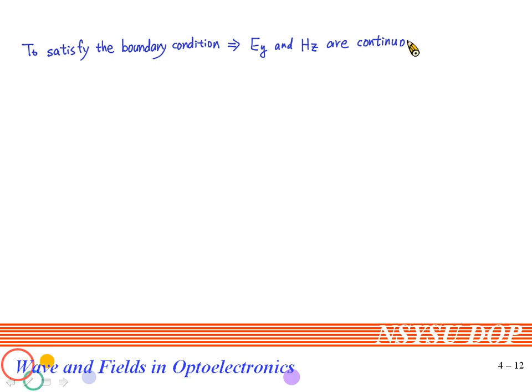At the dielectric interface, which means that they shall be continuous at x is half D and minus half D. Okay? Because the core-cladding interfaces are located at x is half D and x is minus half D. So we take the boundary condition into the EY field and the HZ field, we can have the following four equations.